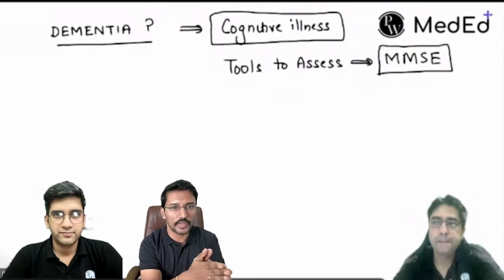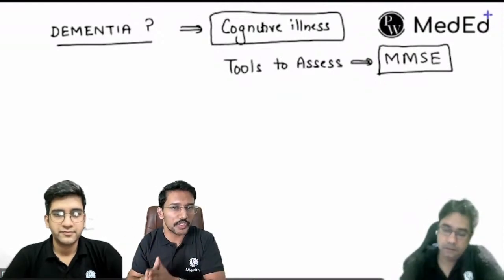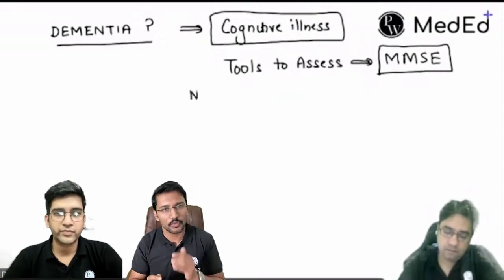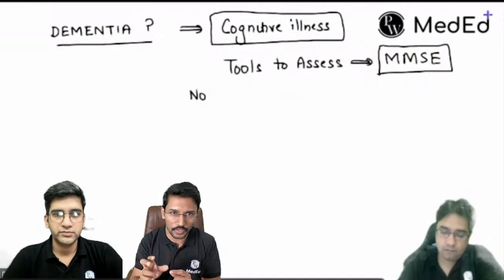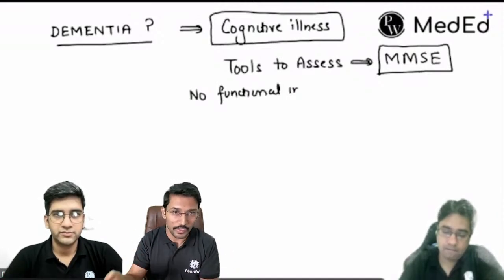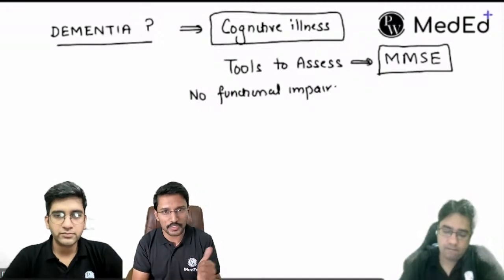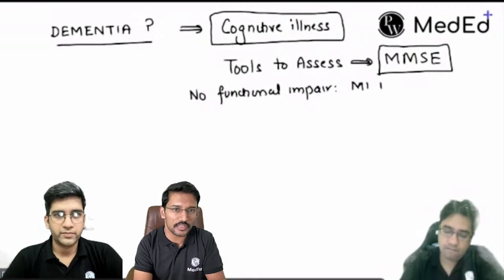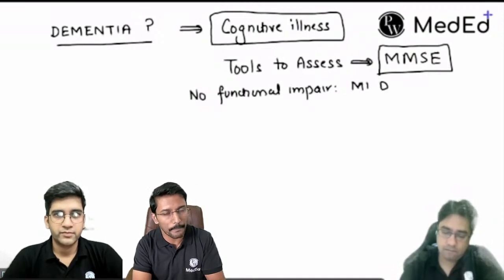When mild cognitive illness progresses to impair the patient's quality of life, that is when we call it dementia, right? So memory is only one part of the cognitive function which can be impaired, but impairment in other cognitive domains can also contribute to dementia. That's the first take-home message. So now we have understood what is mild cognitive illness and what is dementia and the difference between these two.